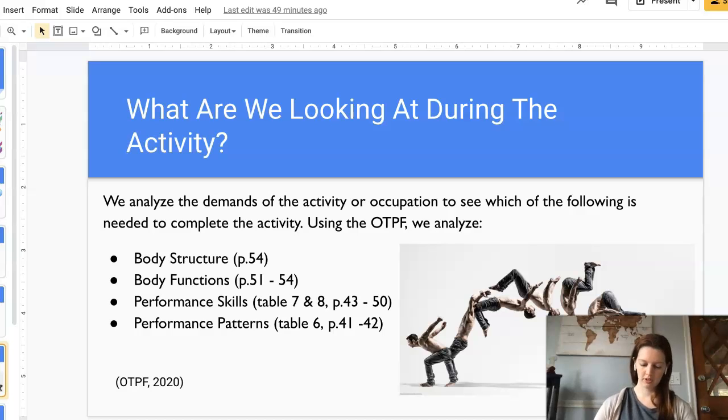The body functions, looking at pages 51 through 54. We're talking more about, it's the very bottom of the page, the physiological functions of the body system. If you switch the page over, you can see for body structures, we're talking about structures, components of the body. Body functions, we're talking about mental functions, sensory functions, neuromuscular movement-related functions, cardiovascular.